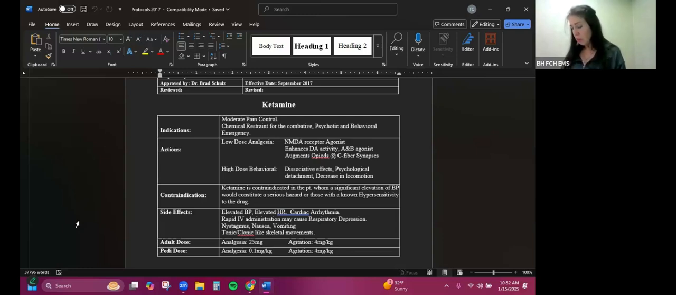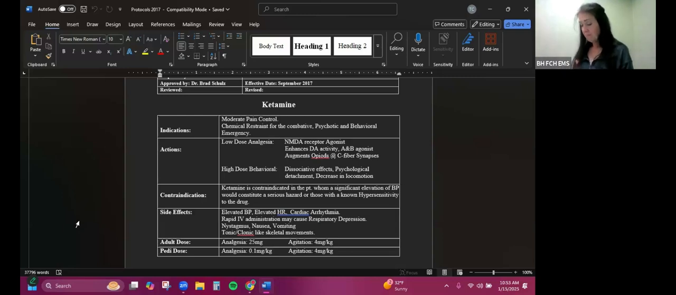Okay, on your low doses, it's an NMDA receptor agonist; it enhances the activity of the opioid agonist with your augmented opioids and C fiber synapses. On your high dose behavioral, it's this dissociative effect. It's a psychological detachment and decrease in locomotion. So that's what the game that we played, the Jeopardy game.